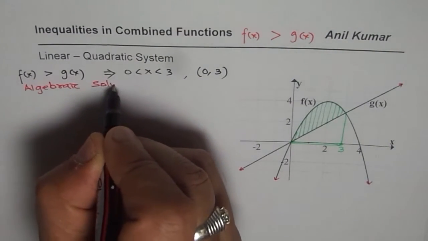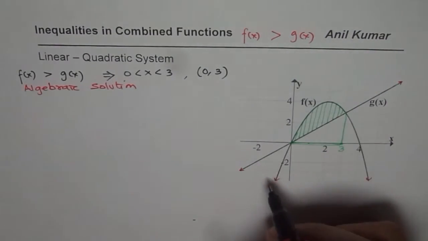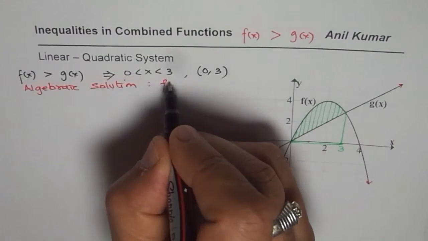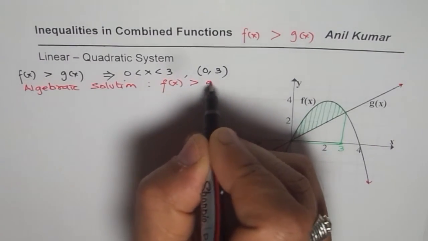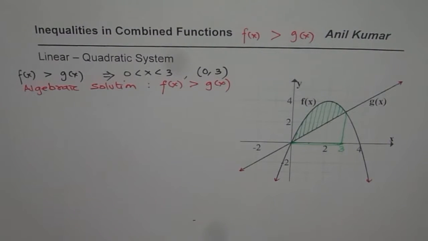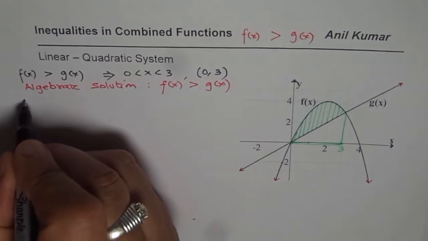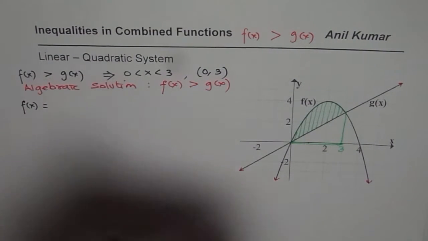My question is, write down the equations of the given graph and solve it algebraically. Algebraic solution for f of x greater than g of x. You can pause the video and solve it and then look into my suggestion. So let's begin by finding the equations for both the curves. First with f of x.